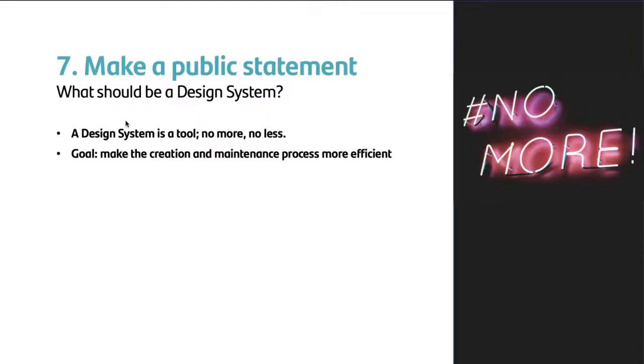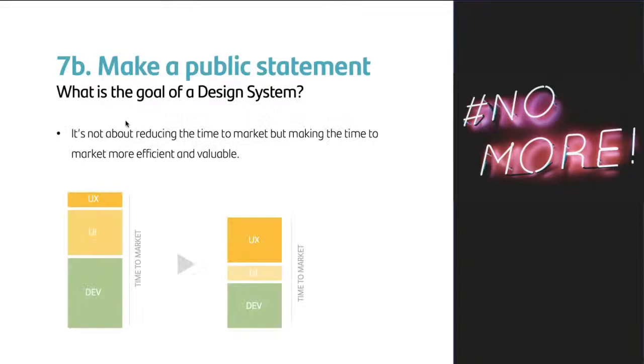You are still going to need lots of other features, talent, and capabilities to make a really good output. The second public statement is about what should be the goal of a design system. Many times you would hear that the design system is about reducing the time to market. I would say yes, but no. It's about reducing the time to market, but moreover, it's about making the time to market more efficient and valuable.